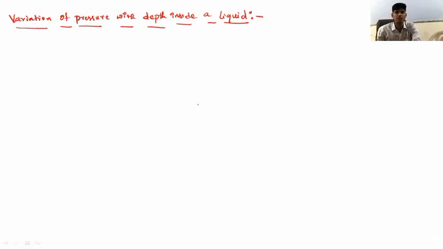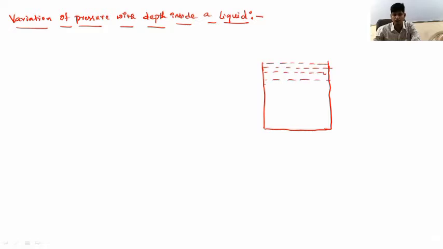To understand variation of pressure with depth inside a liquid, we will consider liquid contained in a vessel. Let this vessel be filled up to its brim. It is completely filled with a liquid of density, say rho. So we have considered a liquid of density rho in this vessel.